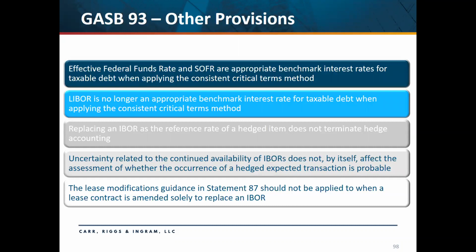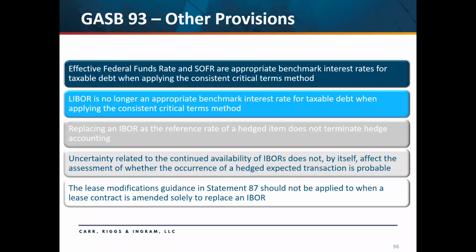So some other provisions. Effective federal funds rate and SOFR are appropriate benchmark interest rates for taxable debt when applying the consistent critical terms method. LIBOR is no longer, as I said earlier, an appropriate benchmark because it's going away at the end of this year. Replacing IBOR as the reference rate of a hedged item does not terminate hedge accounting.